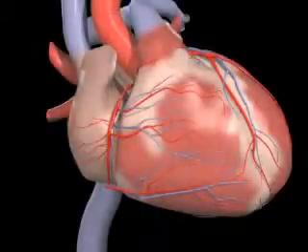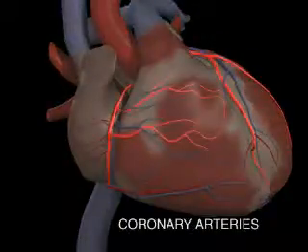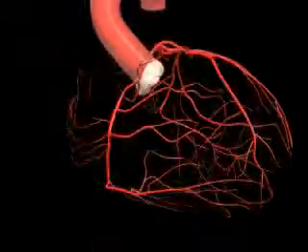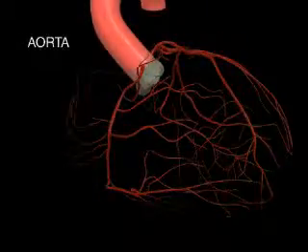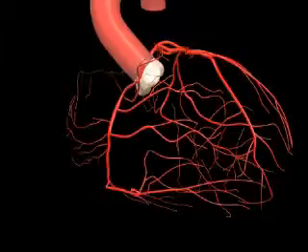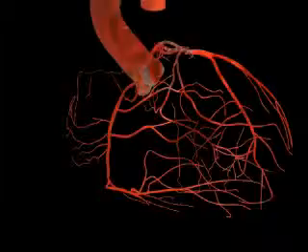And just like any other muscle in the body, it needs a blood supply. This is provided by the right and left coronary arteries. These arteries are branches of the largest artery in the body, the aorta, and they divide to form a network of smaller vessels running across the surface of the heart and ultimately into the heart muscle itself. In a healthy heart, blood flow through these narrow arteries is free, but in coronary heart disease, it becomes restricted.